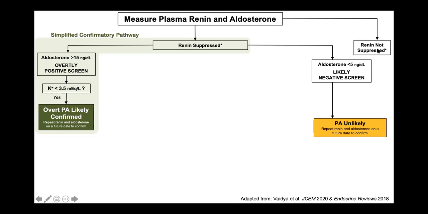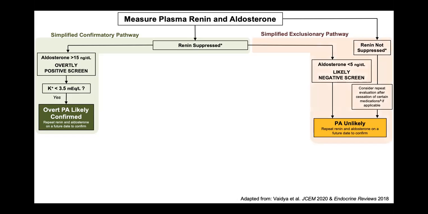You can't have renin-independent aldosterone production if the renin is not suppressed. The caveat being, if the patient is on a medication known to raise renin, the biggest culprits of which are mineralocorticoid receptor antagonists and ENaC inhibitors, you should withdraw these confounding agents and repeat screening on a separate day. This is the easiest way to exclude the possibility of primary aldosteronism, what I call the simplified exclusionary pathway.